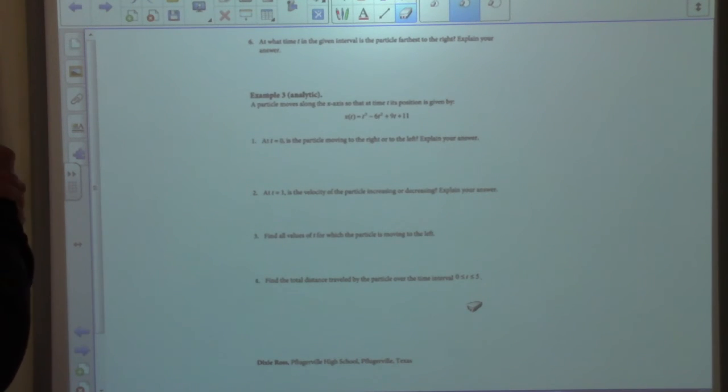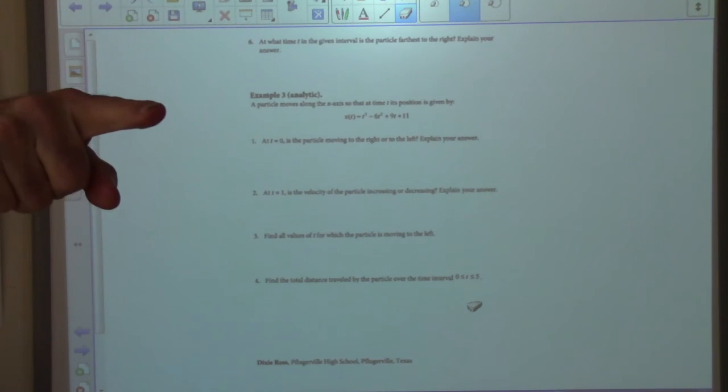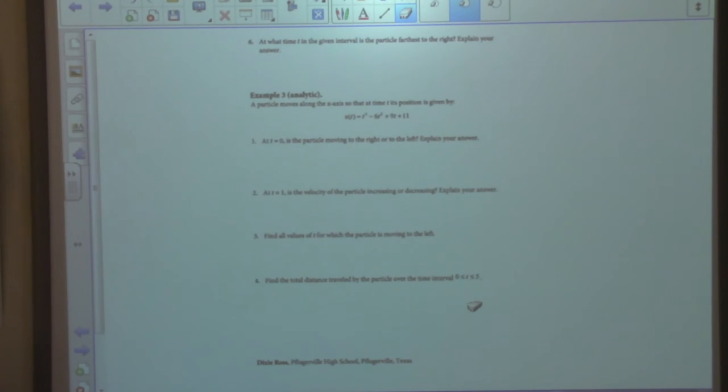Okay, at t equals 0, is the particle moving to the right or to the left? I said to the right, because when you plug it in, it's positive. What'd you say, Hannah? The right. Exactly what Callie said. Okay, good work. Let's go ahead and write that down.